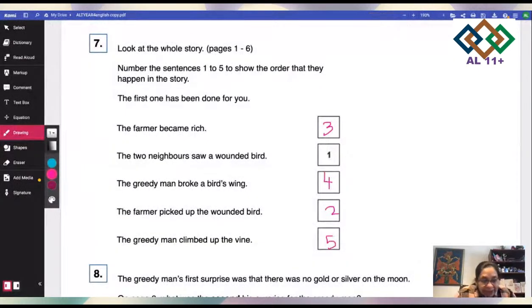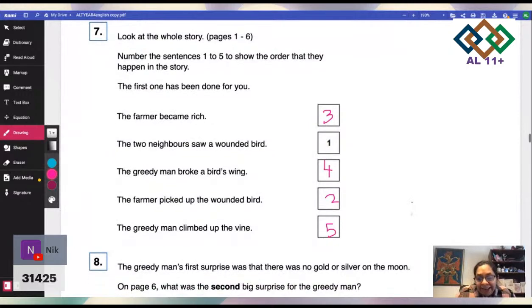These are the numbers the way you should have put them. The first is the two neighbors saw a wounded bird. They saw a bird. The farmer picked up the wounded bird. He picked up the bird. The farmer became rich. The greedy man took a bird's wing, and the greedy man climbed up the wing. So, this is how the numbering should have been done: 3, 1, 4, 2, 5. Good. That's the way the numbering should have been done in this question.